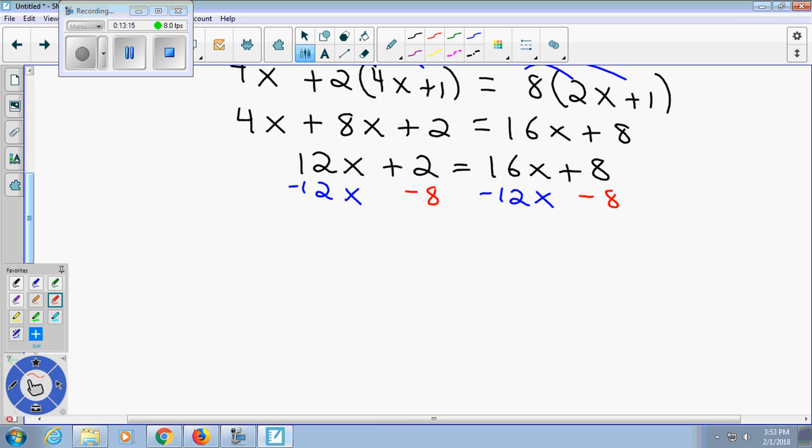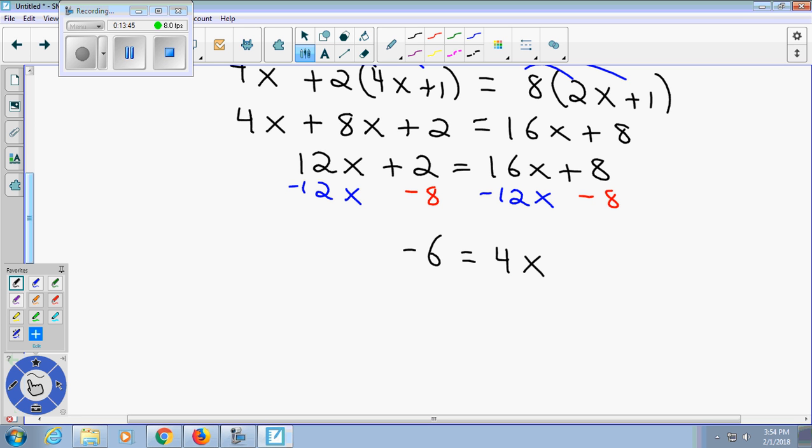You can do 2, 3 things at once as long as you're doing the same thing to both sides when we have this addition or subtraction, but I'm subtracting 12 and subtracting 8. I'm definitely doing the same thing to both sides of my equation. So let's see what that does for us. The 12x minus 12x cancels. The 2 minus 8 gives me a negative 6. I have 16x minus 12x, which is 4x, and my 8 minus 8 cancel.